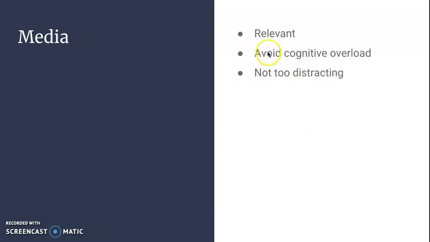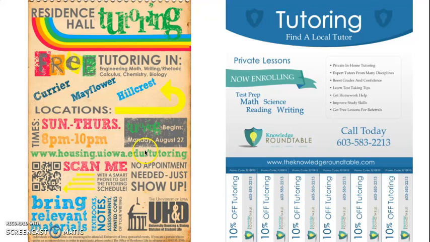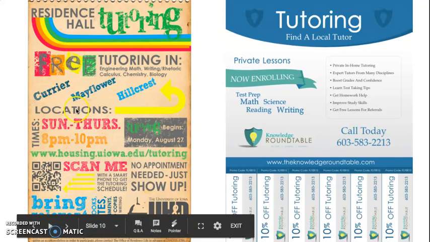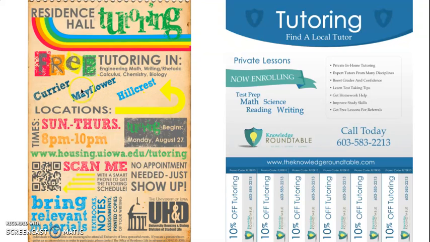Your media: keep it relevant. Avoid cognitive overload and don't be too distracting. When you're looking at the left one here, things are all over the place. There's a poor flow, especially right here. You're reading, you've got these places, now you've got locations, and now I have to go back to the top. Keep it simple. Don't be too distracting. Don't overload the reader, especially the kids.